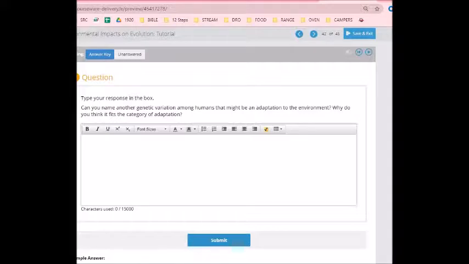Tall and short people. Can you think of a situation in which being tall is an advantage? How about a situation in which being tall would be a disadvantage? That's a hard one. Okay. Now don't do height, do something else, but that's what we're talking about. Are humans adapting and changing today?